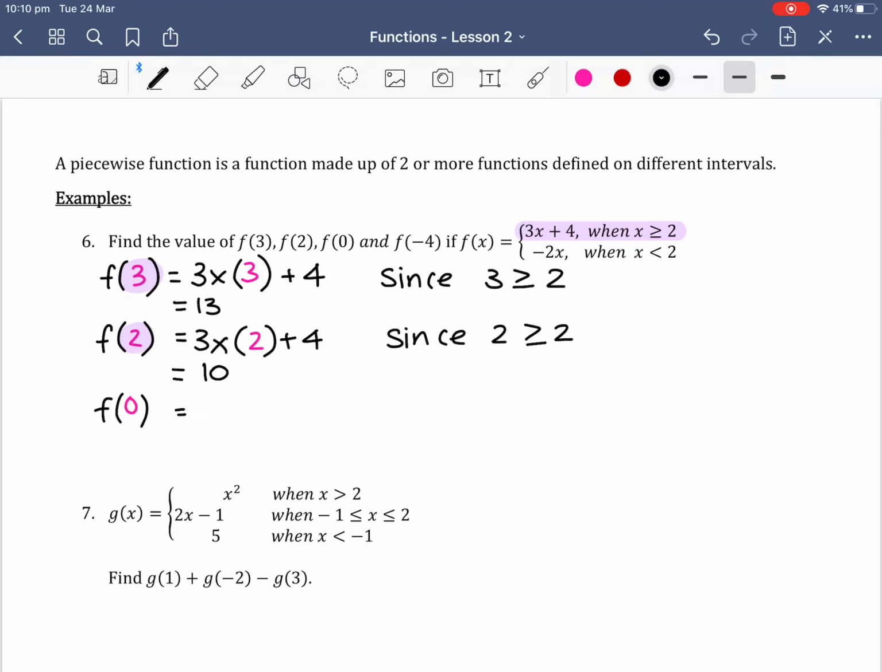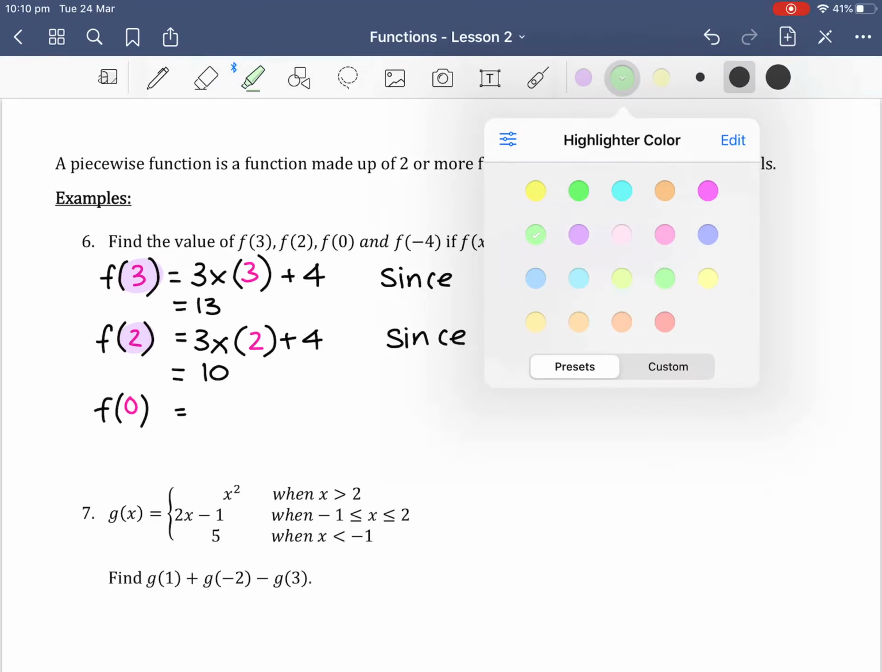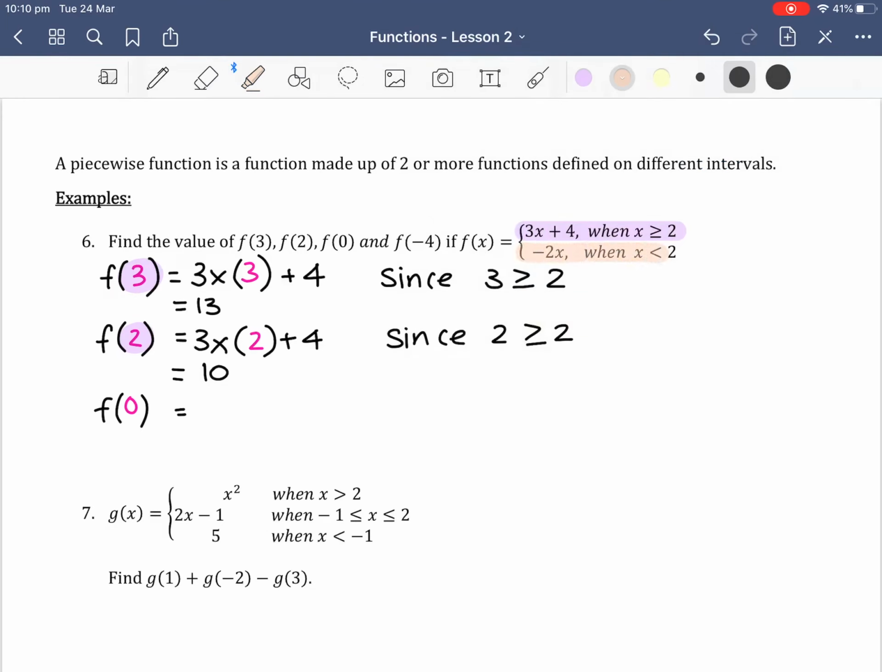For f of 0, we know that 0 is less than 2. So because 0 is less than 2, we're going to use this one here, and so we're going to sub 0 into our minus 2x when x is less than 2. So it's going to be minus 2 times our 0, since 0 is less than 2, so that will equal 0.